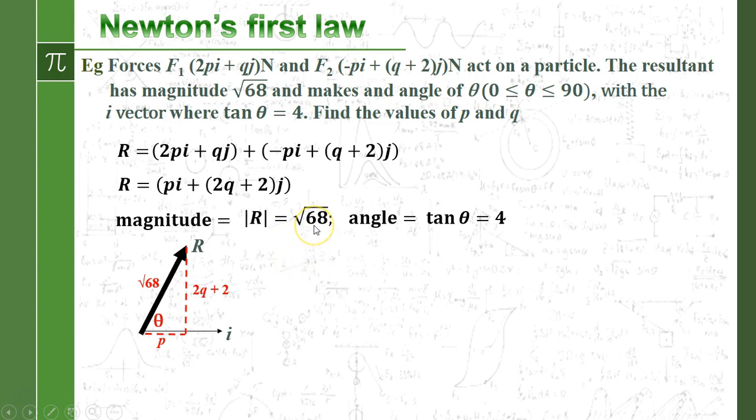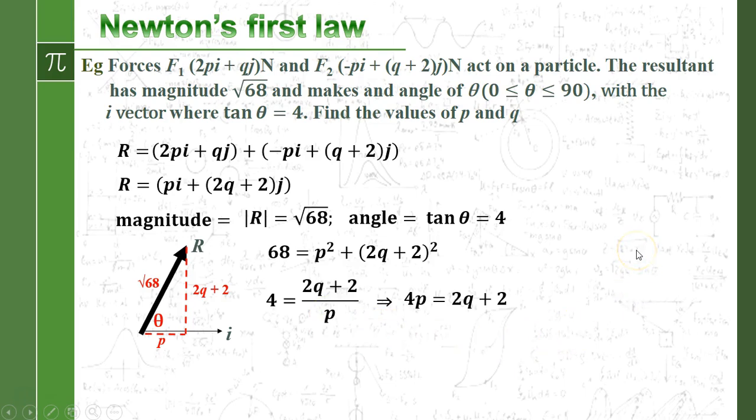So first off, we'll do a bit of Pythagoras. So we've got 68, i.e. root 68 squared, equals p squared plus 2q plus 2, all squared. So that's Pythagoras sorted. And then the other one we're going to do is, we know that tan theta equals 4, tan being opposite over adjacent. So we can say that 4 is the opposite over the adjacent. And what I'm going to do is just tidy that up a little bit, move the p over, and there we go, we've got 2 pieces of information.